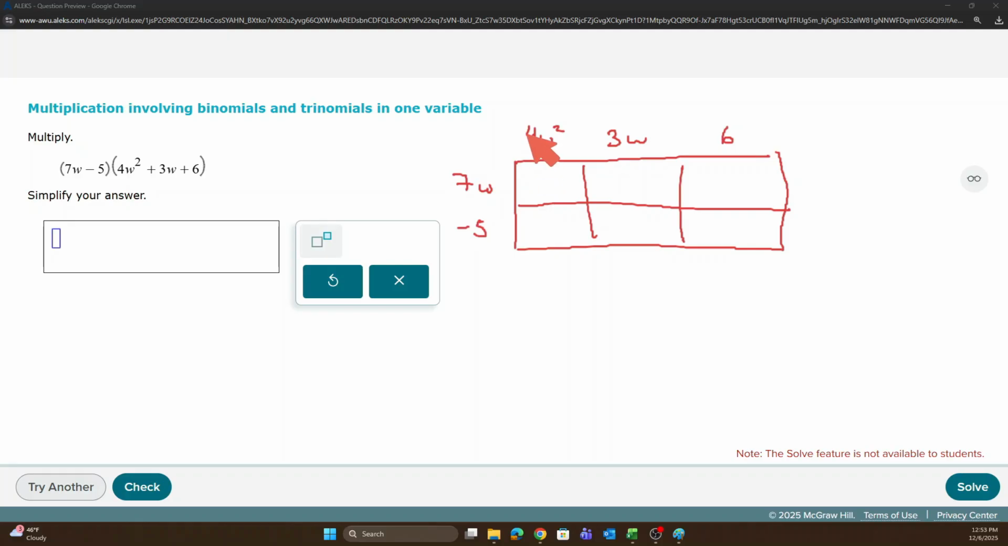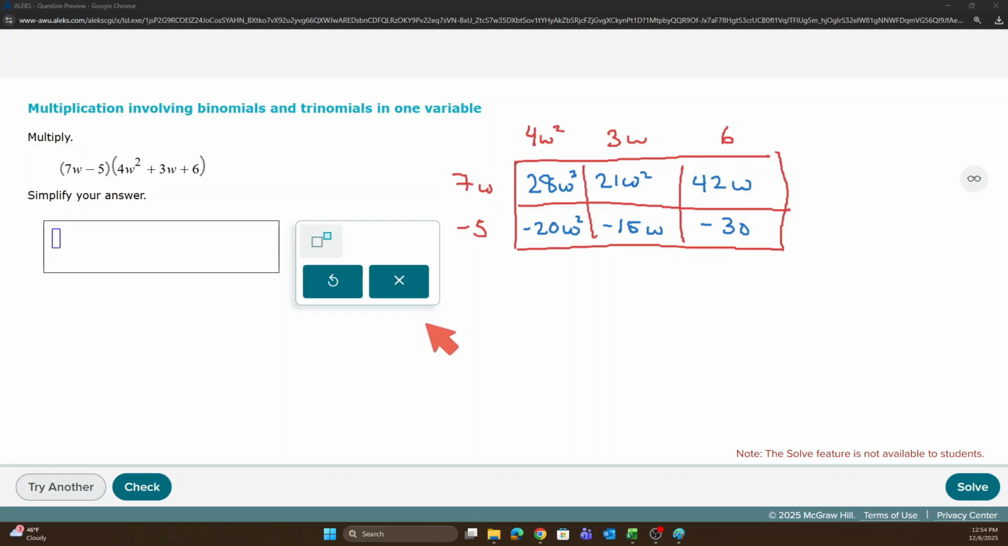So once we go through all of these, we're going to start with our 4 times 7, that's 28 w cubed. 3w times 7w is 21 w squared. 7 times 6, 42w. 5 times 4 is 20, minus 20 w squared. 5 times 3 is 15, so minus 15w. And then negative 5 times 6 is negative 30.